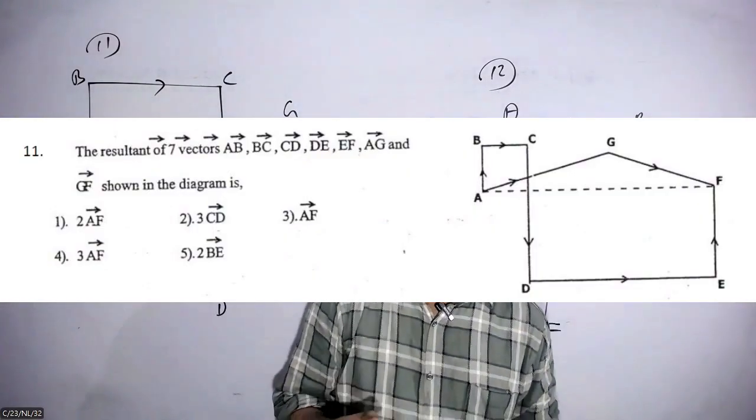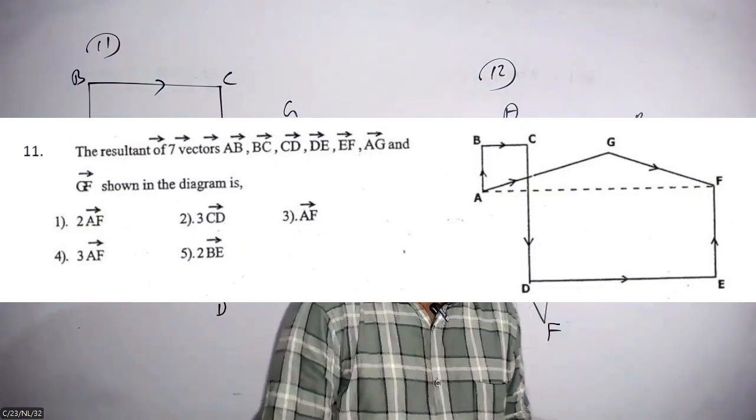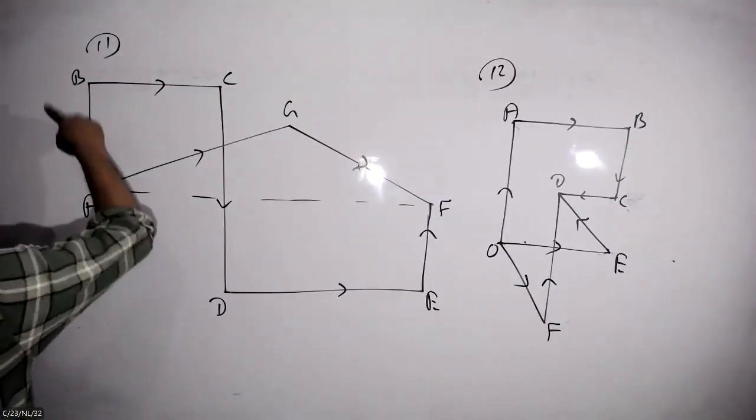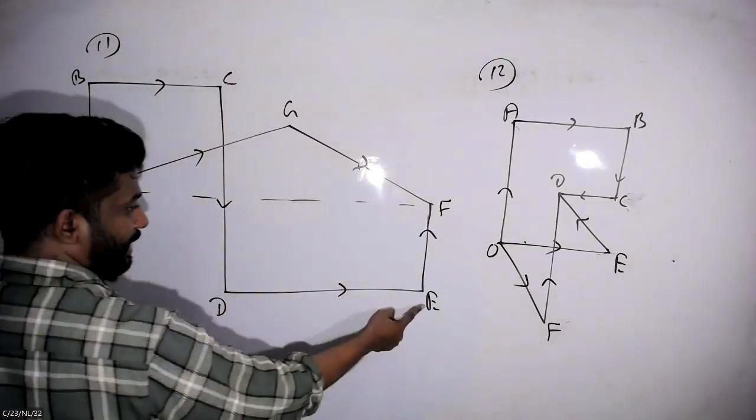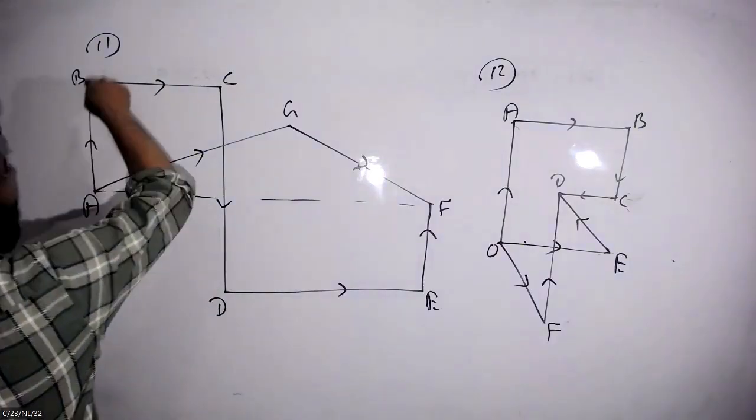Right, let me explain the answer for the question number 11. Look at 11, children. AB plus BC plus CD plus DE plus AF. They are represented in the same order, right? Then the resultant is AF.